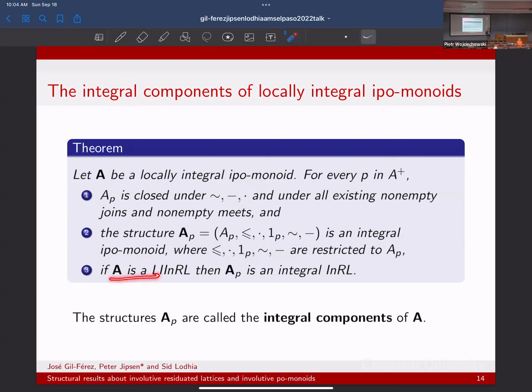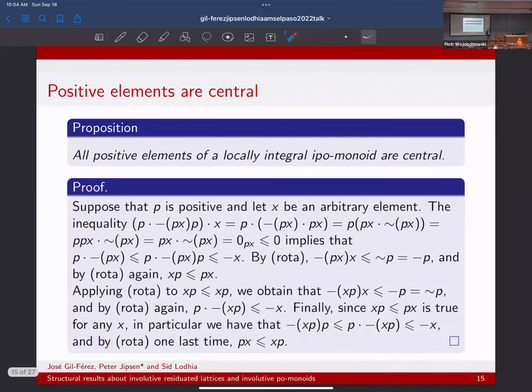And if A is a locally integral involutive residuated lattice, so if we have all joins and therefore also all meets, then the resulting algebra that we get is an integral involutive residuated lattice. And these A_P algebras are called the integral components. Now, I think we're on time here.